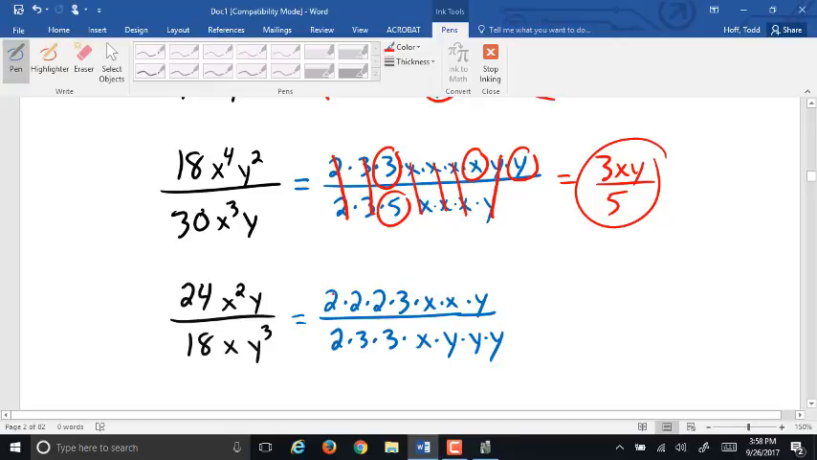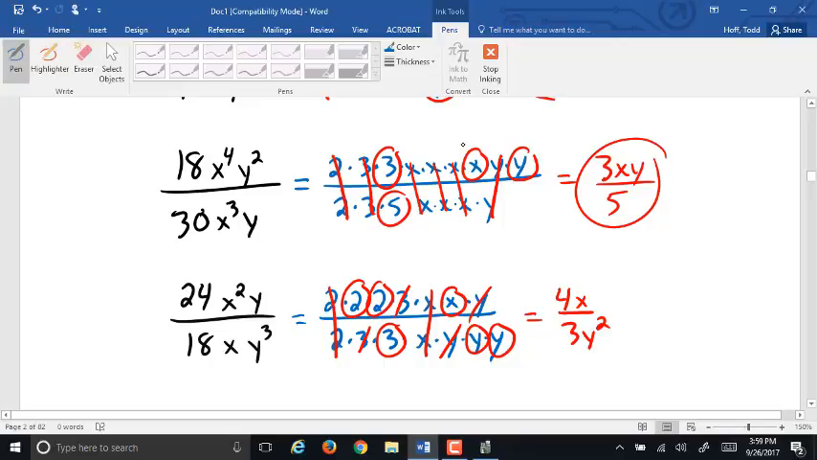Well, we go to cancel out here. We can cancel out a 2. We can cancel out a 3. We can cancel out an x. And we can cancel out a y. On top, we have 2 times x, which is 4x. On bottom, we have 3 times y, which is 3y squared.